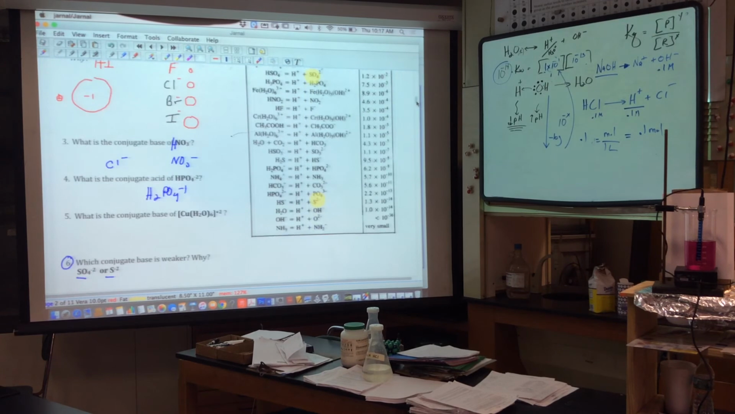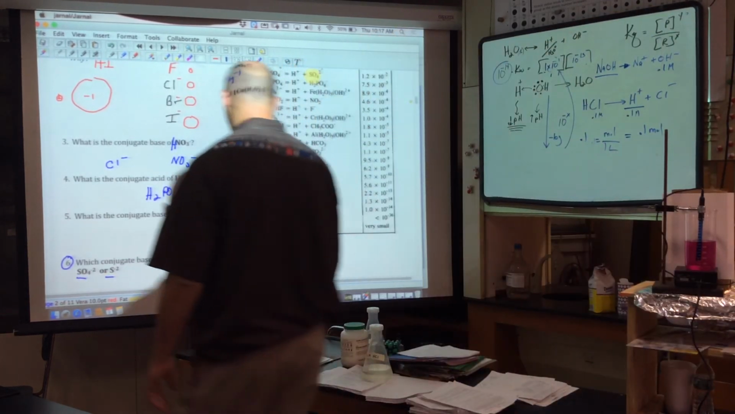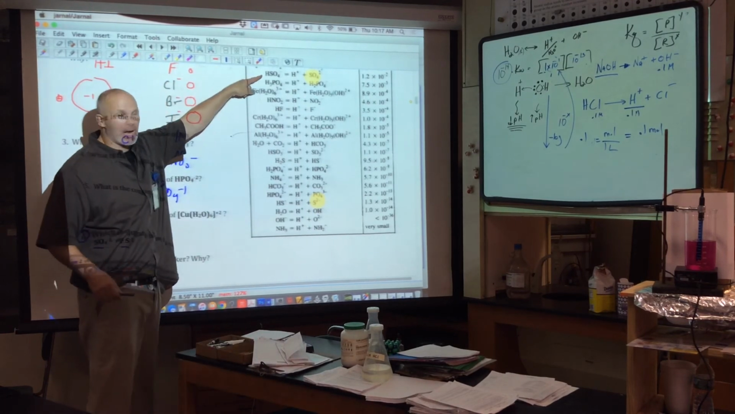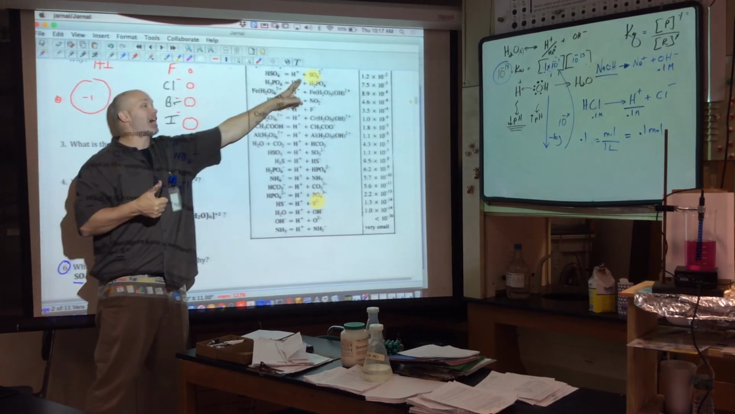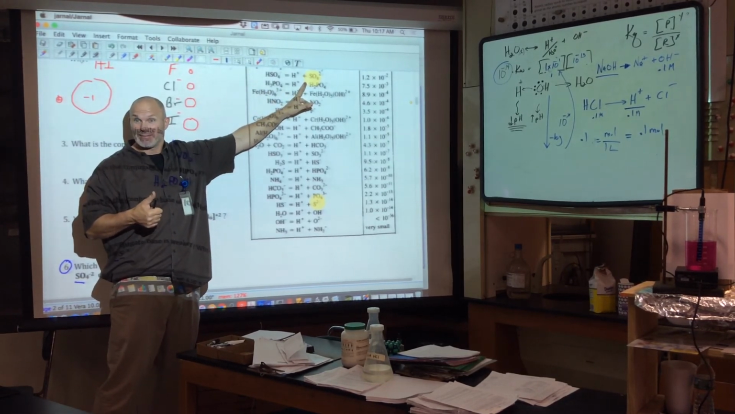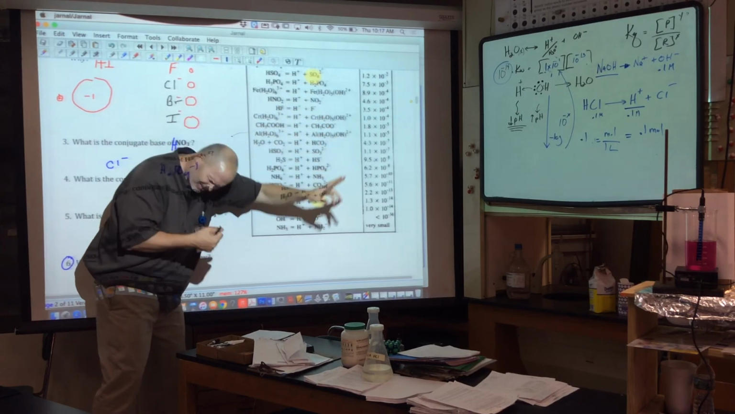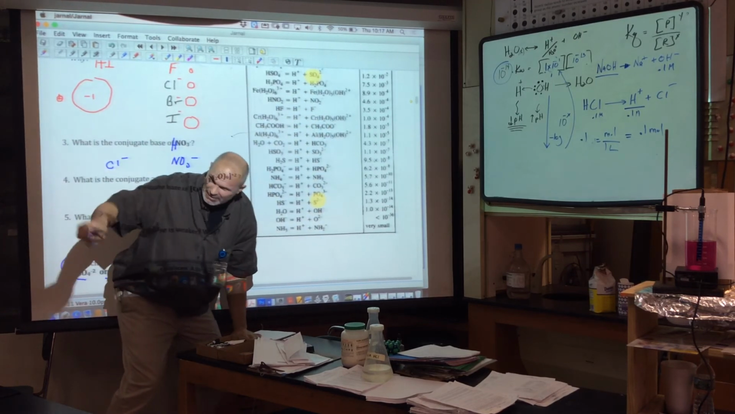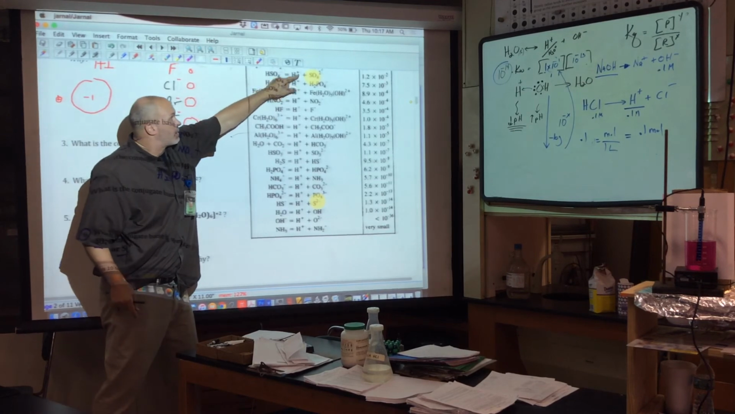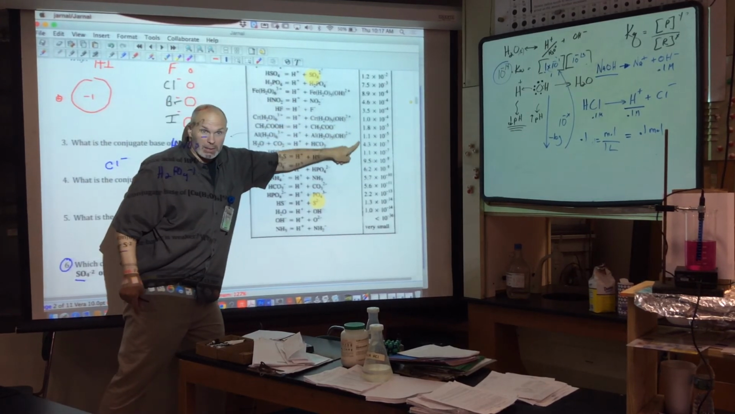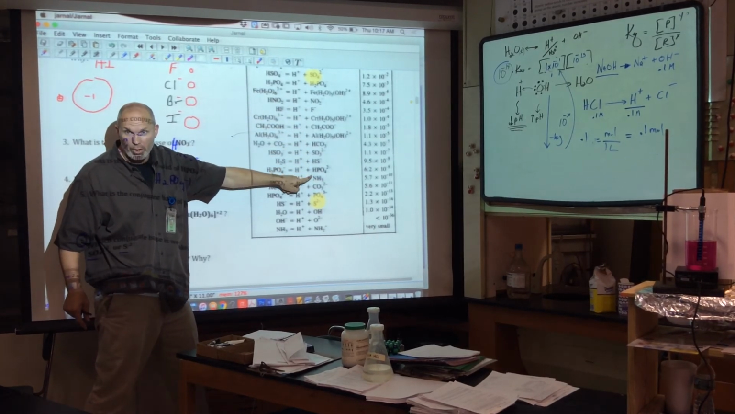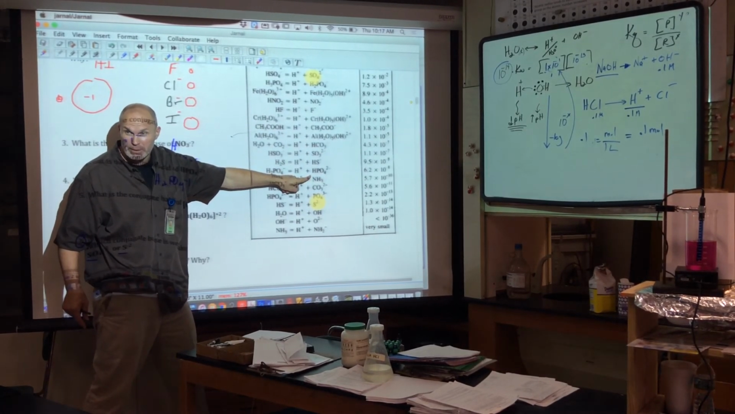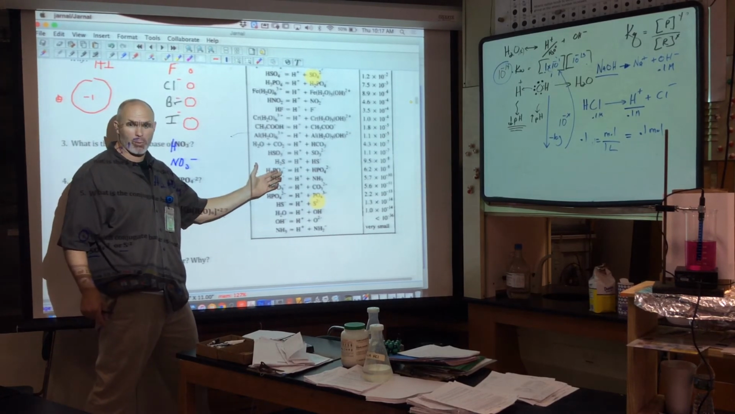Now, which conjugate base is weaker? SO4 -2. Why is it weaker? Because its conjugate acid is stronger. Because this is not good at reforming the conjugate acid. As acids get weaker, the Kas get smaller, and the conjugate bases are getting stronger. They're grabbing those H pluses back and reforming the acid to the point where you can barely have any dissociation.